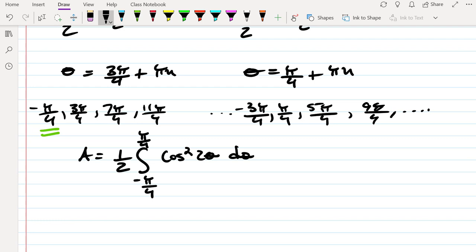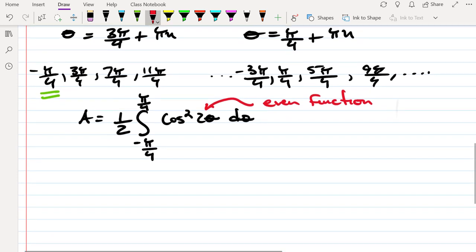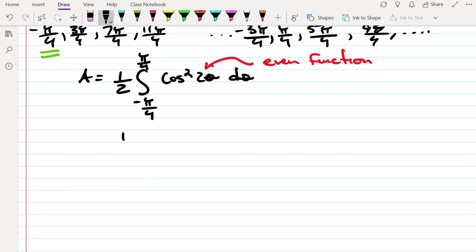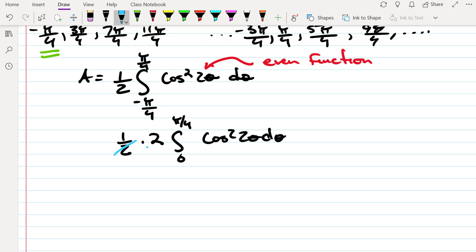So the first thing we're going to take note of is that this is an even function. Cosine is even and squaring is even. So the composition of 2 even functions is also even. So using the evenness, we're going to have 1/2 times 2 times the integral from 0 to pi over 4 of the cosine squared of 2 theta d theta. And then these reduce out.